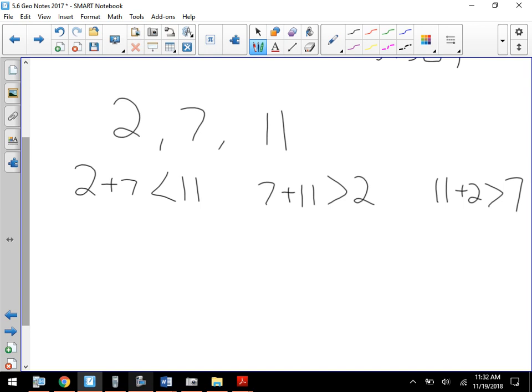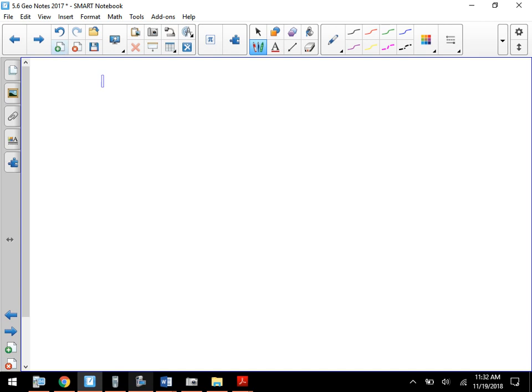4, 5, 9 doesn't work. 4 plus 5 is 9. It's not bigger than 9. That's greater than. And that's the idea here, guys. All 3 of them have to pass to make it work. If it doesn't, it won't work. Which then means you can do algebra.